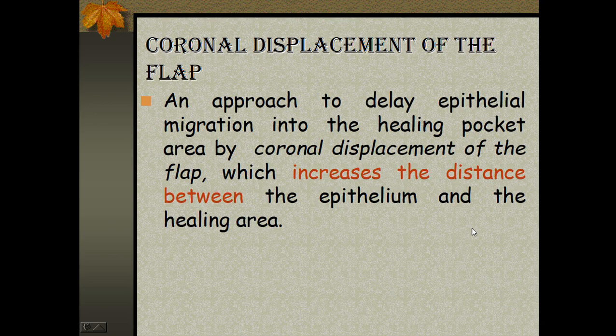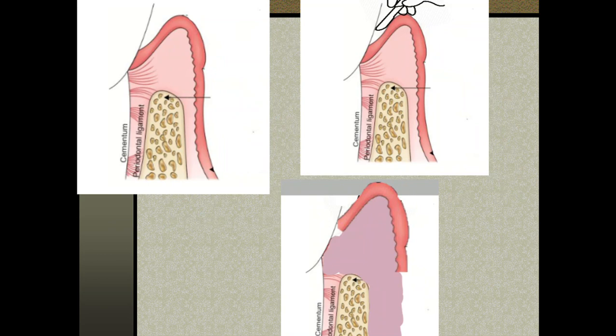By coronal displacement of flap. It's an approach to delay epithelial migration into the healing pocket area by coronal displacement of the flap, increasing the distance between epithelium and healing area. Let's see how we can increase the distance between epithelium and healing area.